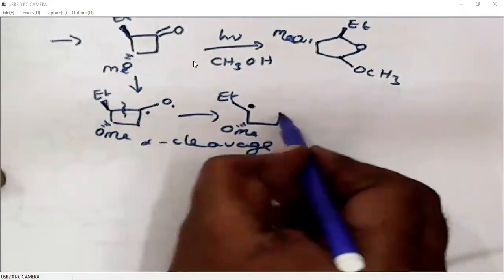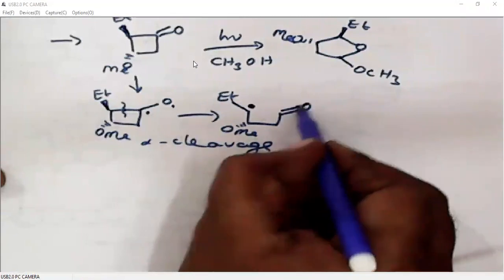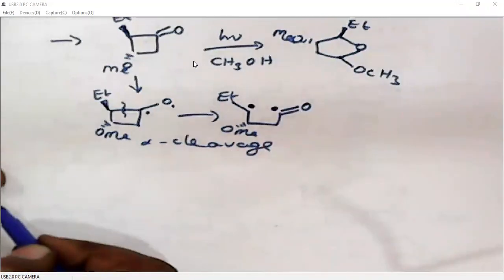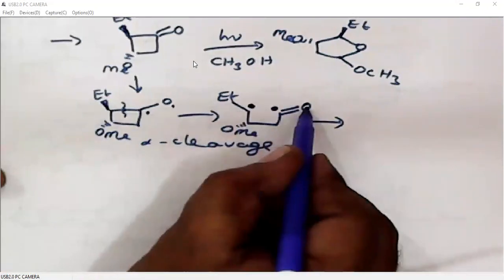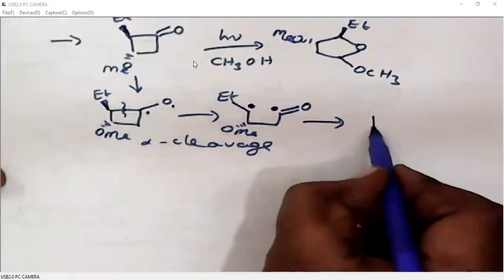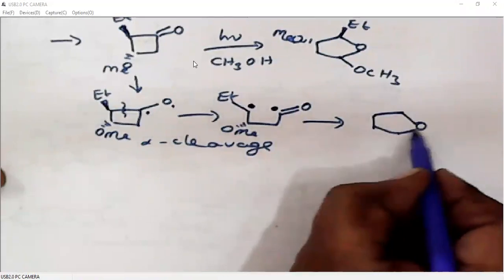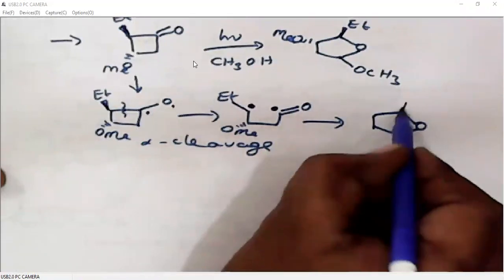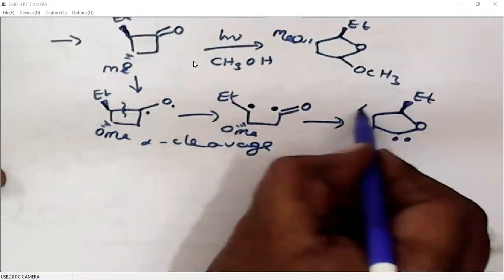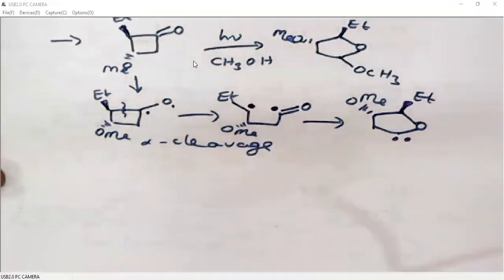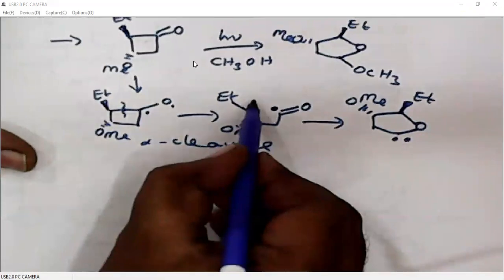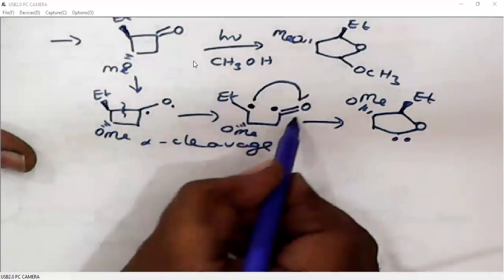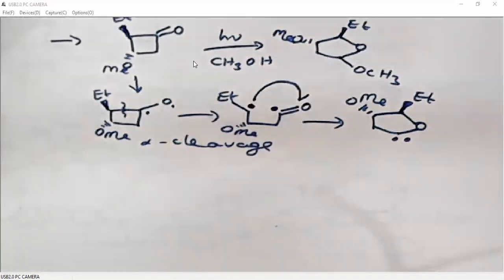Then it will generate this. Now this radical will involve in bonding with oxygen. So it generates ethyl OMe. This generates the 5-member ring. Okay, this radical will involve in bonding.